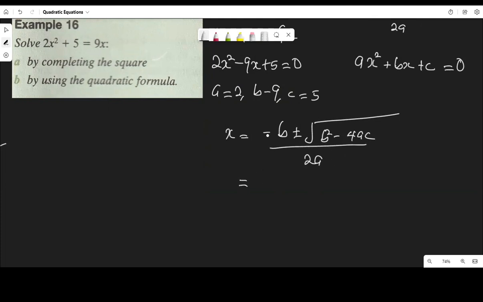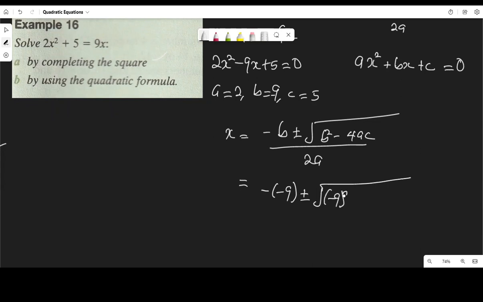That is negative b, but b is already negative 9 here, so I do not write the extra sign. I have negative negative 9 plus or minus the square root of negative 9 squared minus 4 times a, which is 2, and c is 5, all over 2 times a, which is 2.